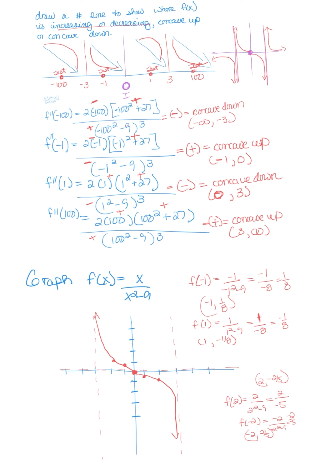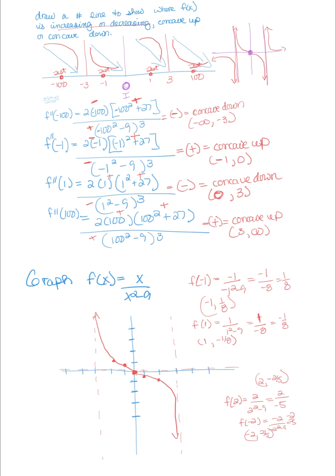And then let's plot just one more. Over here we have -3, just to make sure we didn't make a mistake. And so that's going to give us -3 over -3 squared, which is 9, minus 9. That gives us 0. -3 divided by 0 is undefined. Oh, because that is our vertical asymptote. Which means our graph cannot touch there, right?